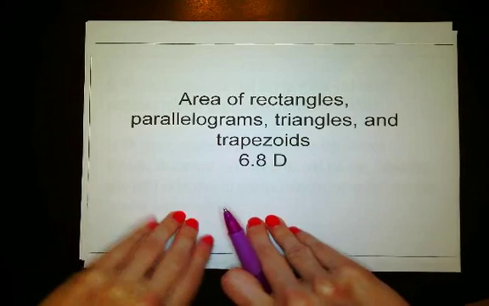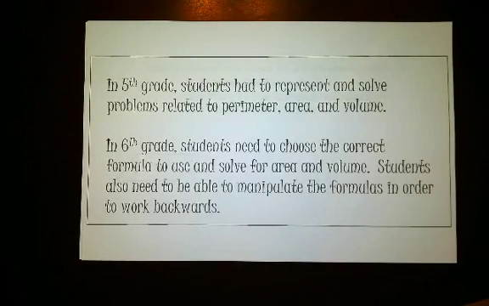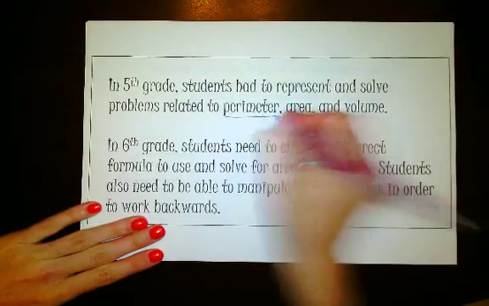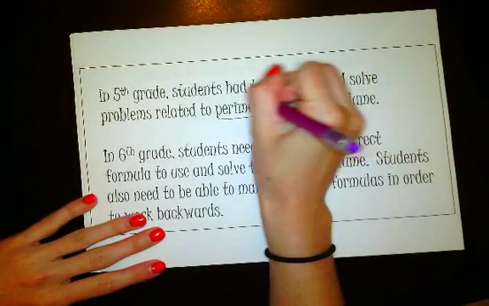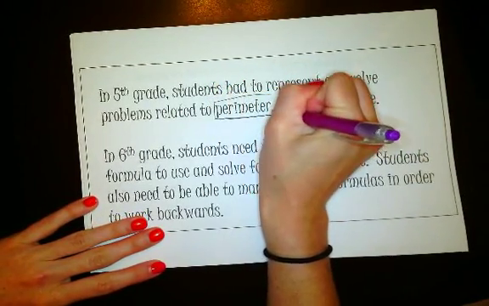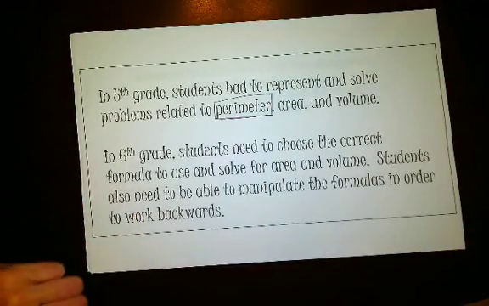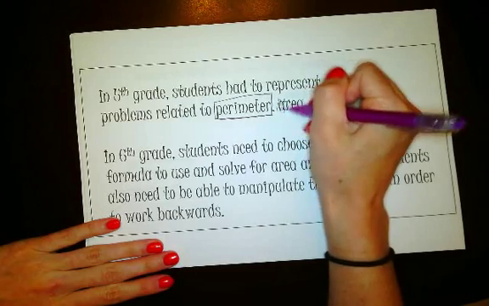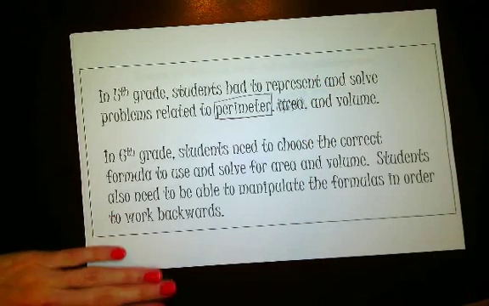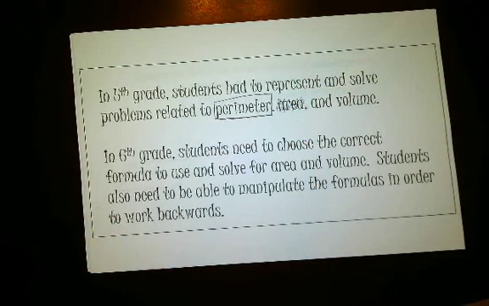Alright, so let's look at where we were last year and where we're going to be this year. So as a 5th grader, you had to represent and solve problems related to perimeter, area, and volume. So let's remember that perimeter is the distance around an object. It's like the edges. Area is what covers something, and volume is the amount that can fit inside something.